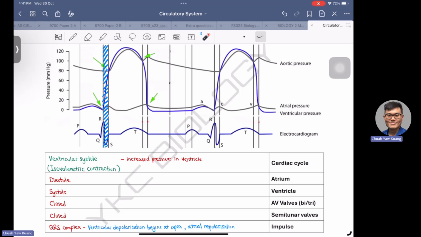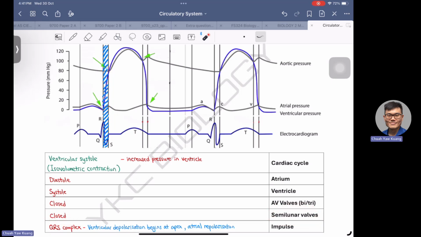At the same time, the semilunar valve still remains closed. The semilunar valve will remain closed for this whole period of time. It will open at this point, when entering the ventricular ejection phase. But during the isovolumetric contraction phase, the semilunar valve is closed.